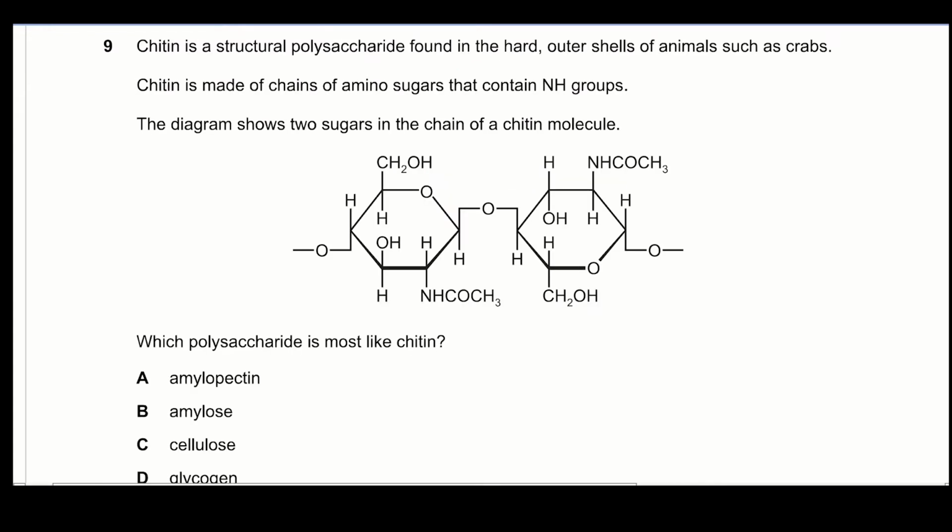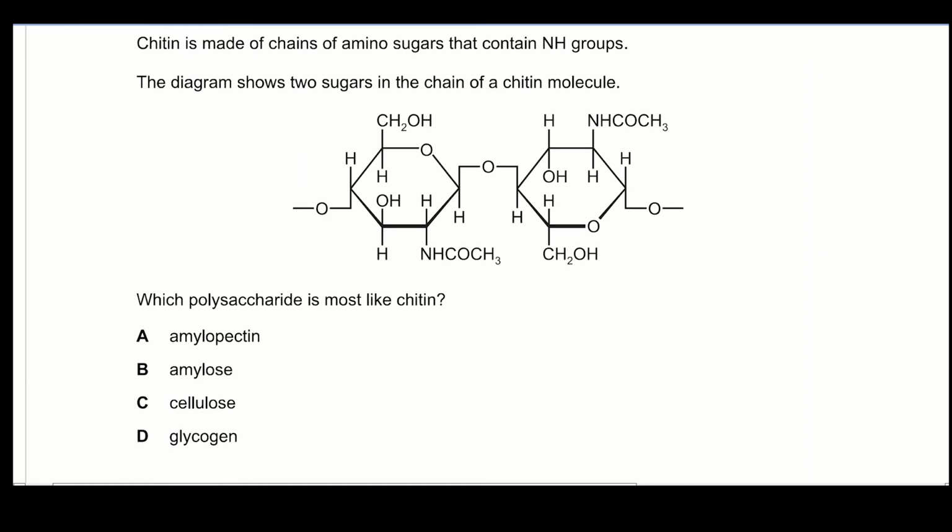9. Chitin is a structural polysaccharide found in the hard outer shells of animals such as crabs. Chitin is made of chains of amino sugars that contain NH groups. The diagram shows the two sugars in the chain of a chitin molecule. Which polysaccharide is most like chitin? The first observation that we should make here is that the second molecule is actually rotated 180 degrees. As we all know, the polysaccharide that has its second monomer rotated 180 degrees is definitely going to be cellulose, and it's made up of many beta-glucose monomers. So the answer is going to be C.